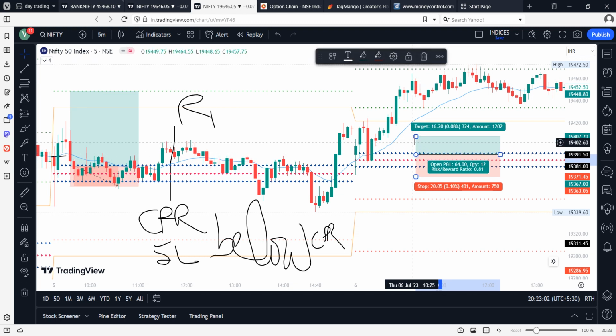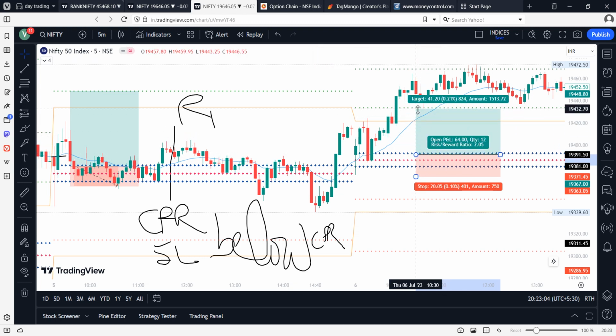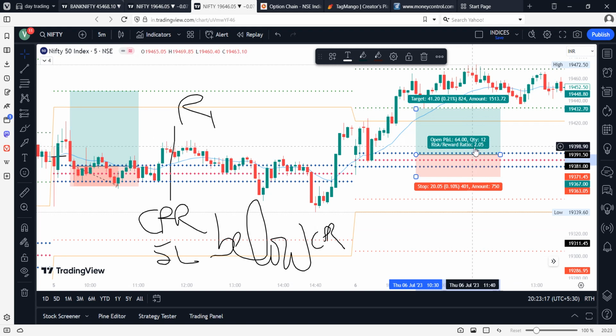And what is your target? Your target must be R1. Now this day what happened? It is exactly 1:2 risk reward. As I told you, the stop is 20 points and the target is 41 points, which is fairly 1:2 risk reward here. So, a good one. What happened here? Your target is reached and you have 1:2 risk reward. Let's note down here.